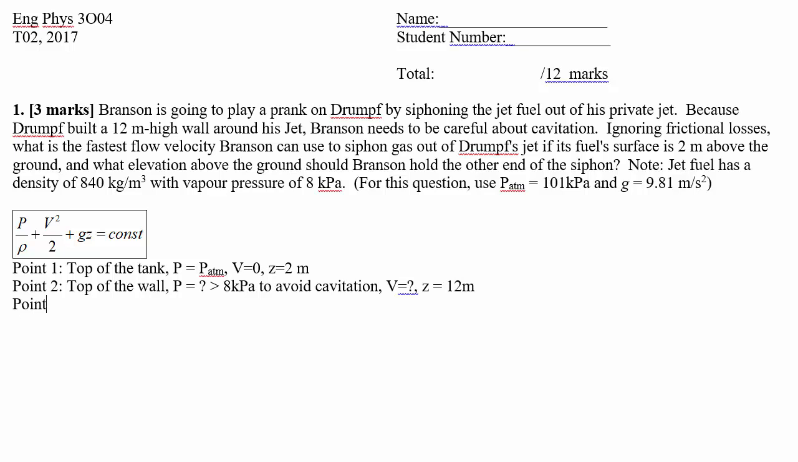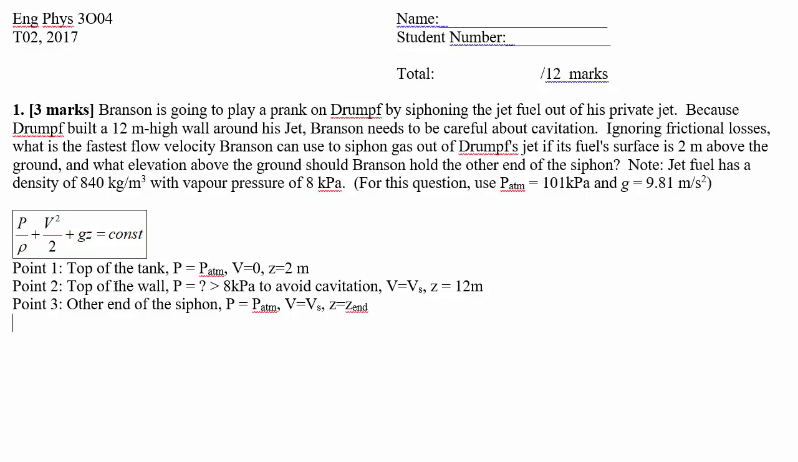And we've also got point 3, which is the other end of the siphon, where the pressure is, again, the atmospheric pressure. The velocity is, maybe we'll give a variable to this, the siphoning velocity. And the Z is also to be determined. Let's give a name to that, Z end.